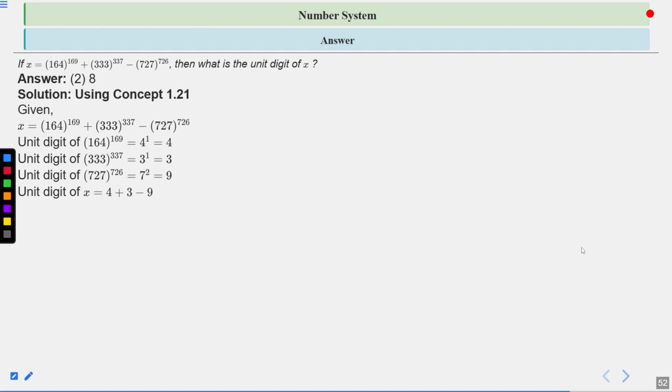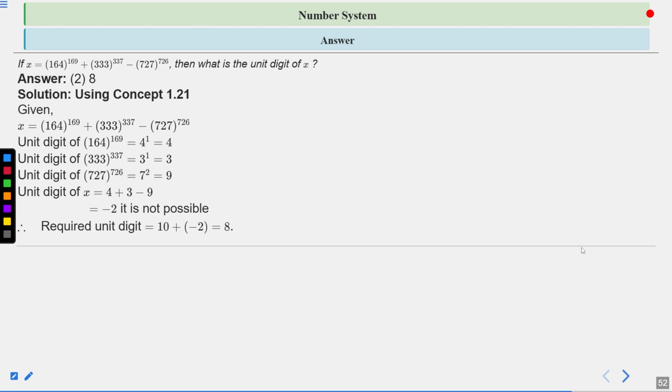Now the unit digit of x will become, we just add and subtract. So 4 plus 3 minus 9 becomes minus 2, and minus 2 is not possible for the unit digit of any number. So it means the unit digit will become 10 minus 2, which is 8. So second is the correct answer of this question.